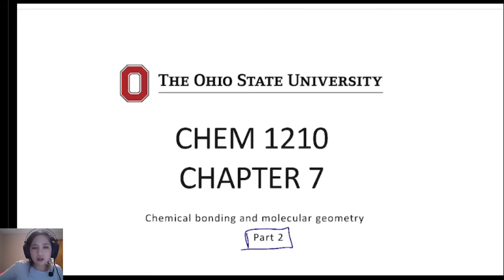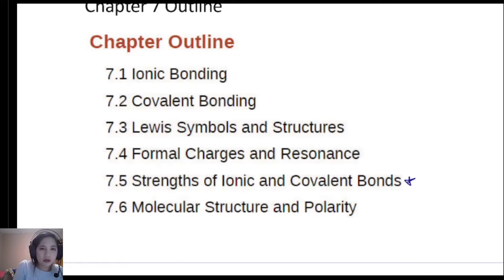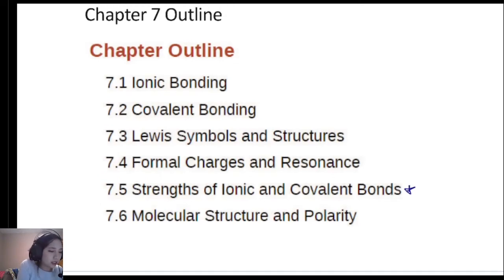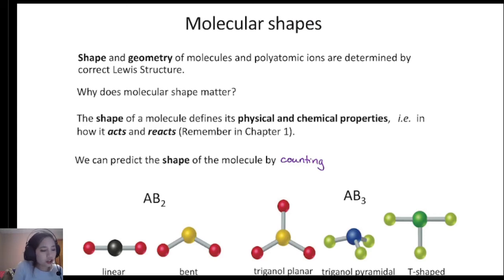All right, so let's finish out chapter 7, part 2. We've already gone over ionic bonding, covalent bonding, Lewis structures, and formal charges. So now that we have Lewis structures and symbols under our belt, we're going to jump over to molecular structure, because Lewis symbols and structures directly relate to molecular structure, and then we'll jump back and finish out the chapter looking at strengths of ionic and covalent bonds. So let's get started. So, molecular shape.